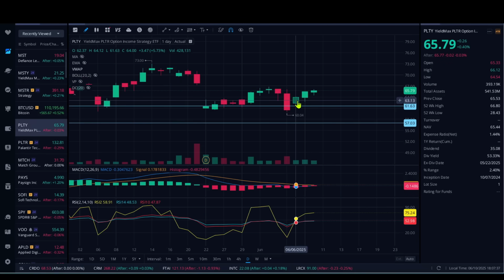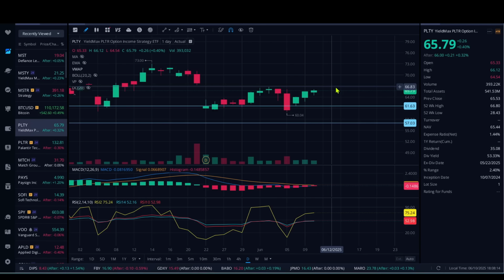As you can see, again, we did have a little green candle today. We are up 0.4% on the day. Now, I think we're going to run into a little bit of a resistance at the point when PLTY starts getting to about 66.83.